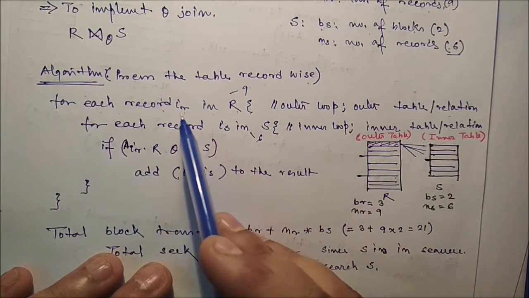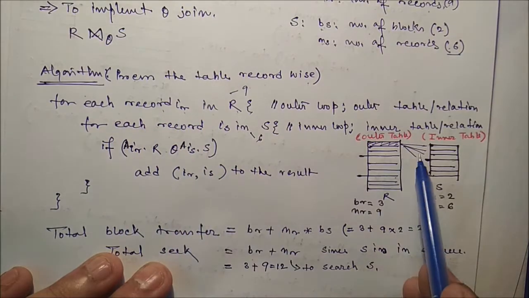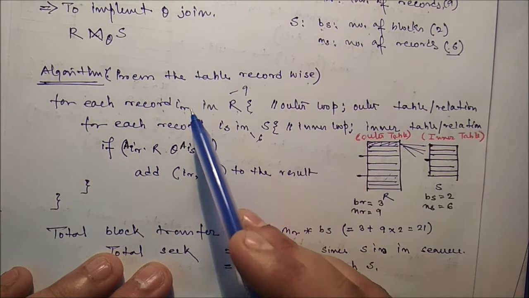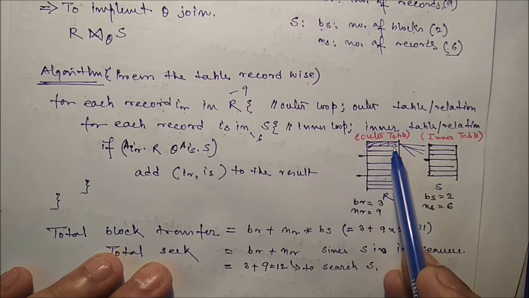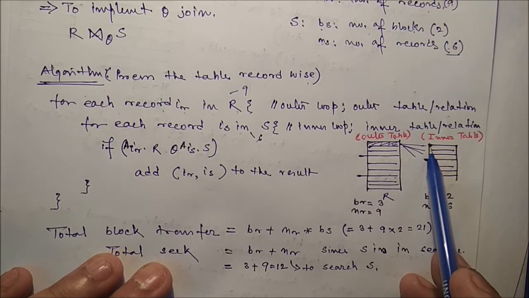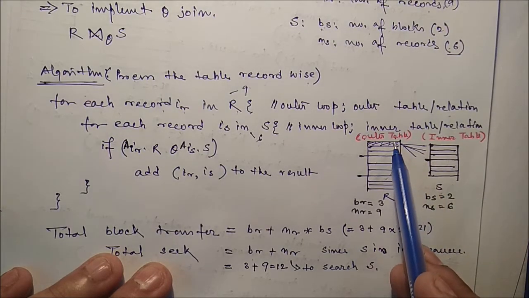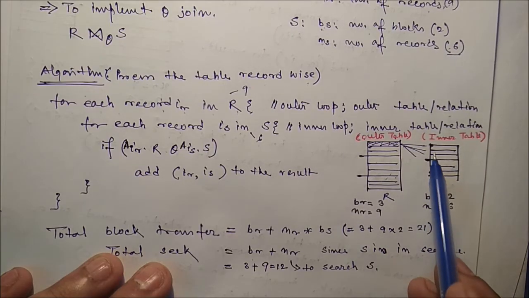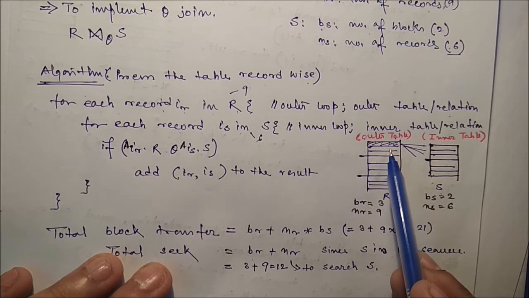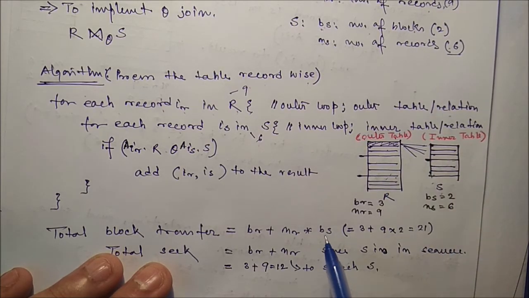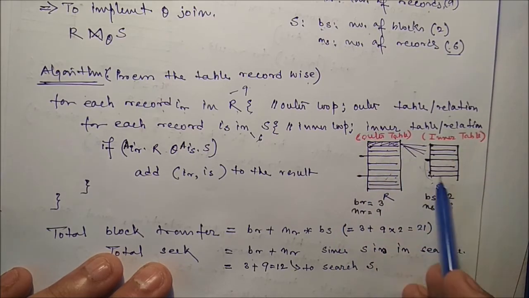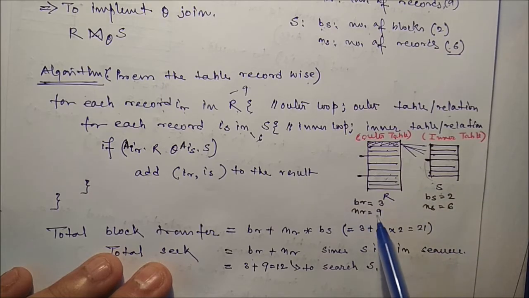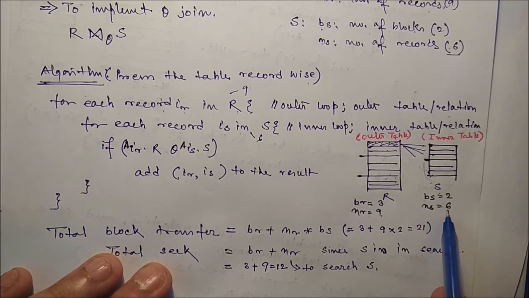So for each record IR in R, this is called the outer table. The inner loop is, for each record IS in S. So for each record of R, we have to compare each and every record of S. First compare this one with all records of S, next compare this one with all records of S, next compare this with all records of S, and so on. So this table is called the outer table relation, and this is called the inner table relation. So in the outer table, BR is equal to 3, NR is equal to 9, BS is equal to 2, and NS is equal to 6.